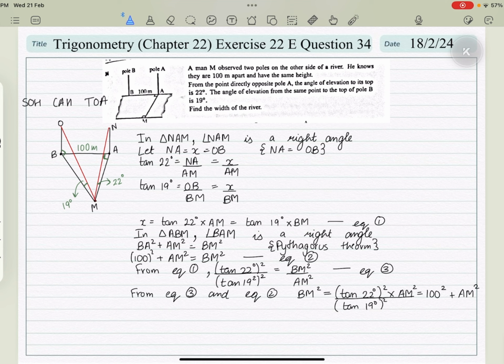So now we know both of them, and we can work this out. From here we would get AM equal to 162.91. We can say it is approximately equal to 163 meters, so the answer is 163 meters. Thank you.